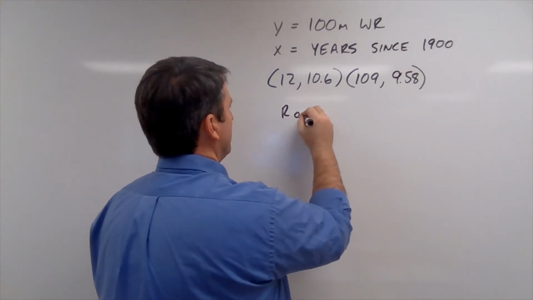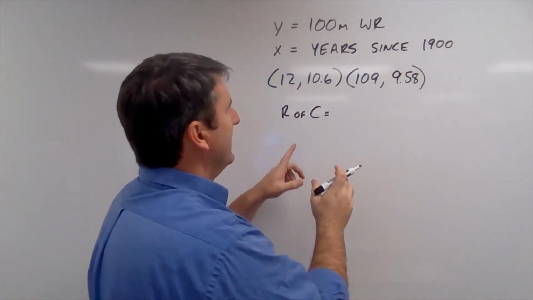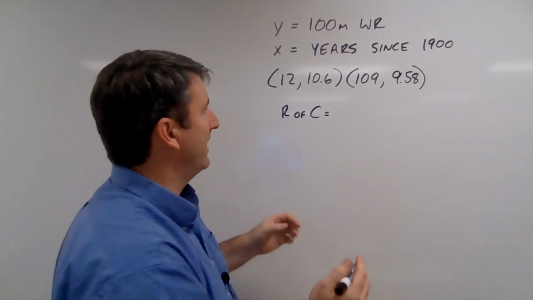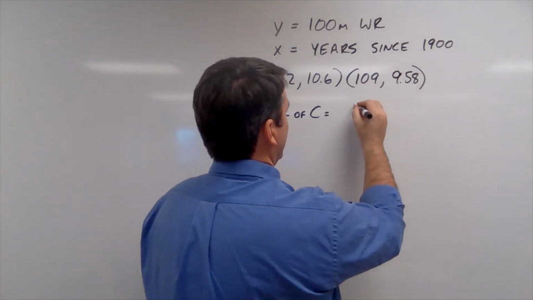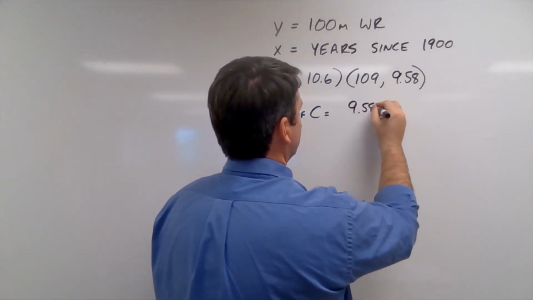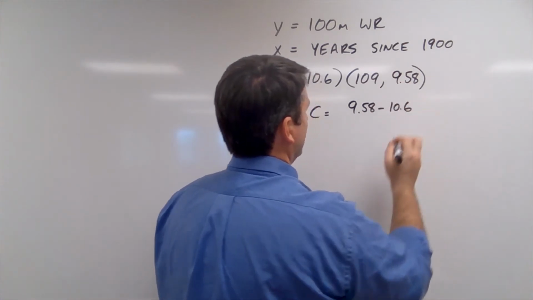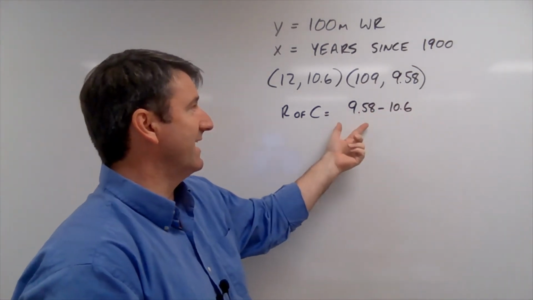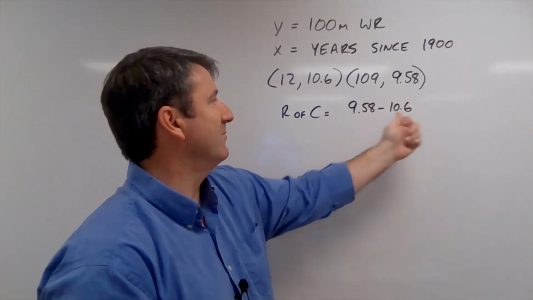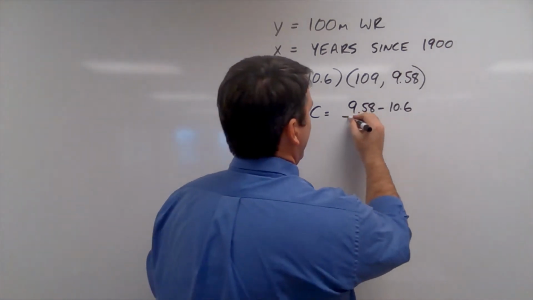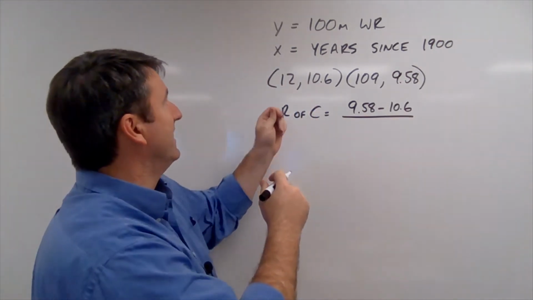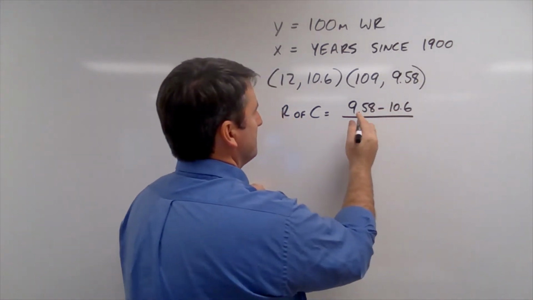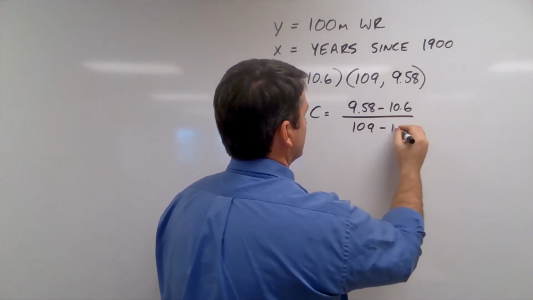So the rate of change is going to be the change in the dependent variable, the change in the 100-meter world record time. That is going to be 9.58 minus 10.6, because it went from 10.6 to 9.58. And we're going to divide that by the change in our independent variable, years since 1900. So that's going to be 109 minus 12.